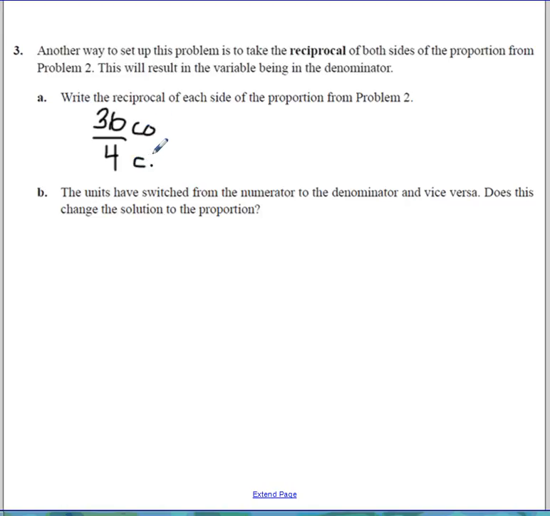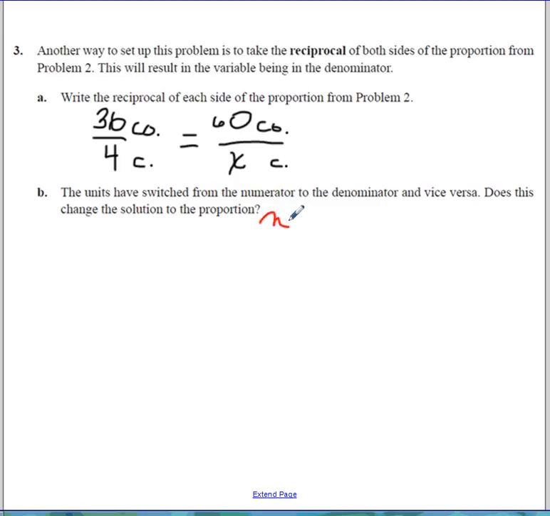I'll just put CO for cookies and C for cups to make writing easier since I'm drawing with my mouse. Then we flip the other side as well, because again we want cookies on top this time. So we'll have 60 cookies over our x, or x cups. And will this change the solution of the problem?